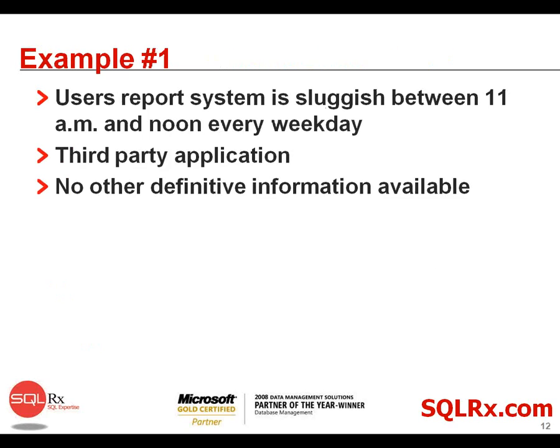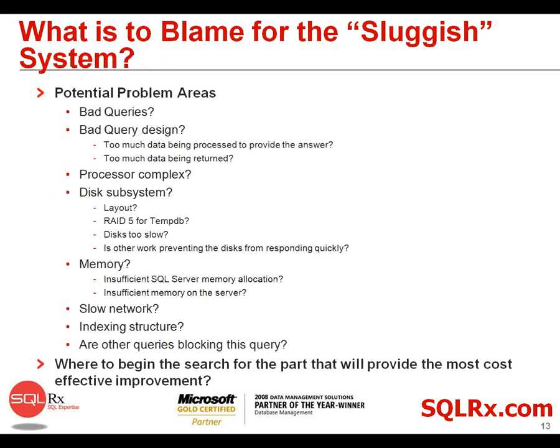So let's give you a couple of examples here. The users report, these are actual examples. The users reported the system was sluggish daily between 11 and noon. It's a third-party application. We really weren't given any information, specific queries or specific screens or applications or anything. So what is to blame for the sluggish system?